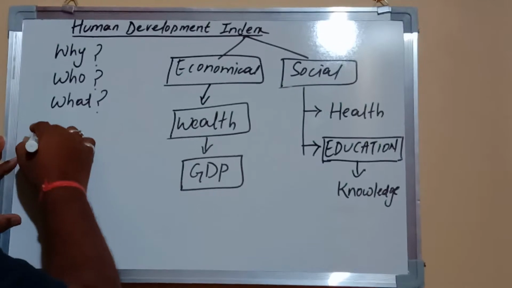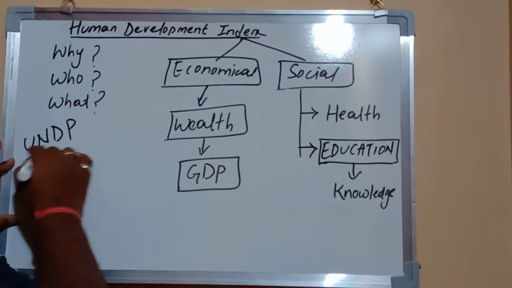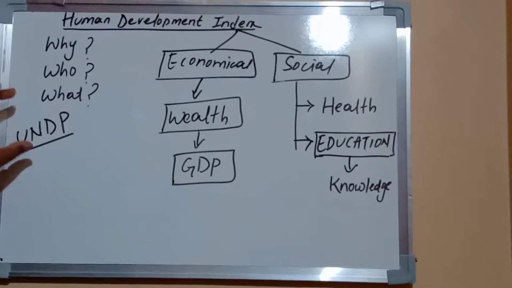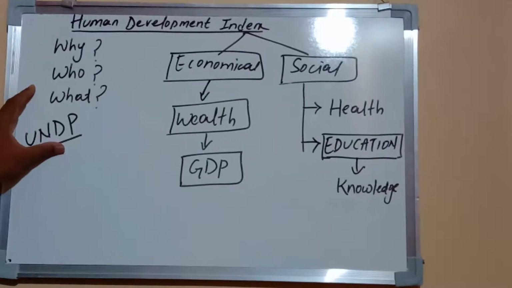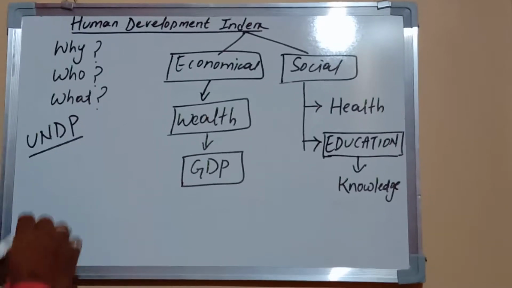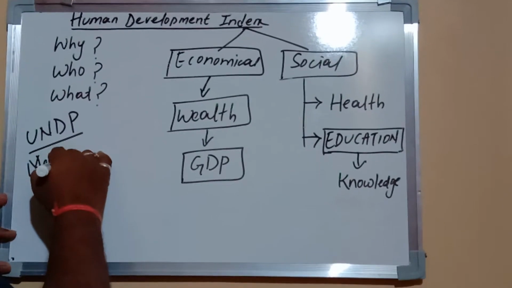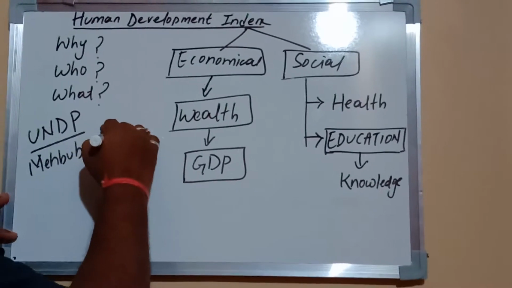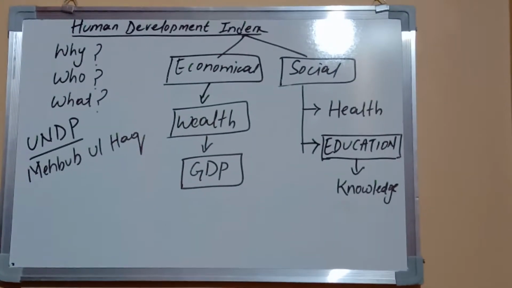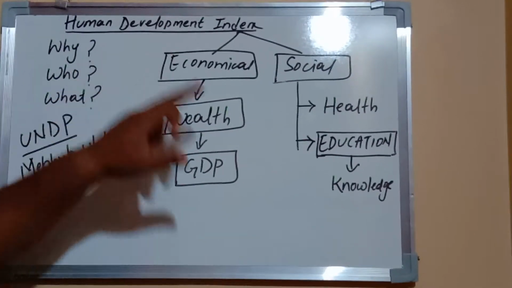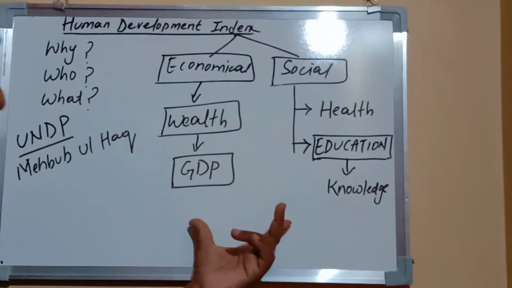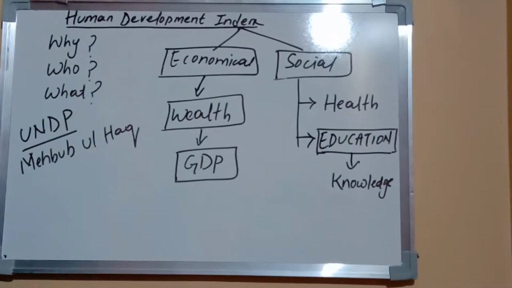There is one organization, UNDP, that is the United Nations Development Program. The index is calculated by UNDP. Who developed this concept? There is one person, Professor Mehboob ul Haq, who developed this concept of the Human Development Index. This index does not measure only the economical factor or only the social factor. They consider both factors together, then calculate the index.